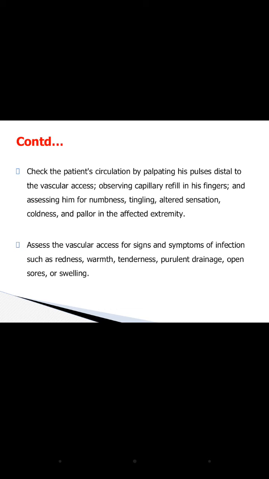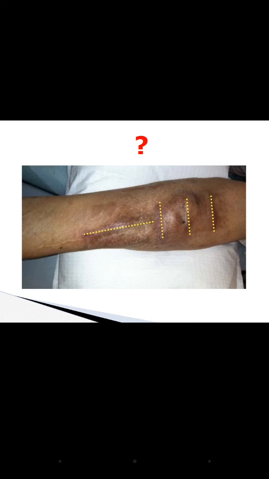Then assess the vascular access for signs of infection also. So for the infection, you have to look for redness, any warmth, any tenderness, any purulent discharge, open sore or swelling. Because of the frequent access of this fistula, an aneurysm develops, which can be shown here. The image is showing the aneurysm.